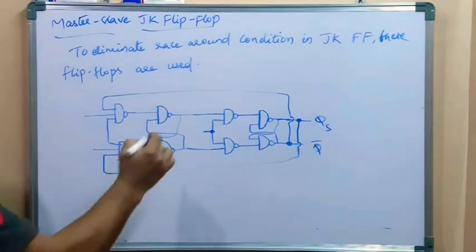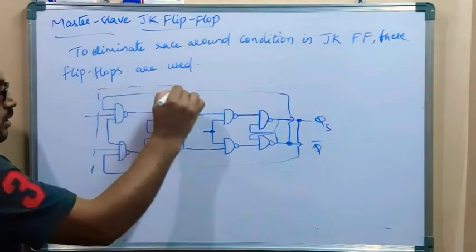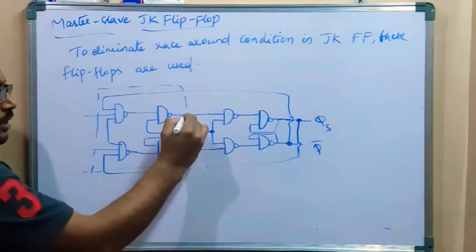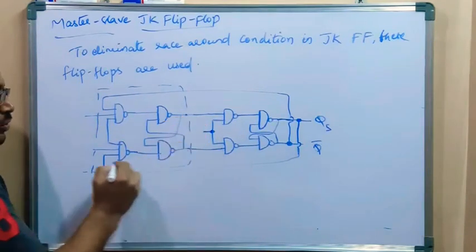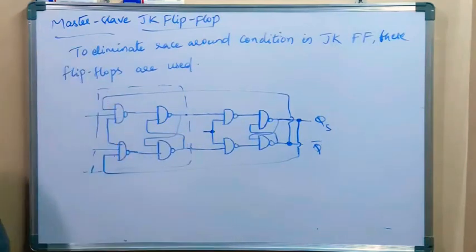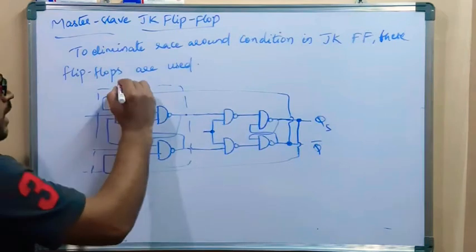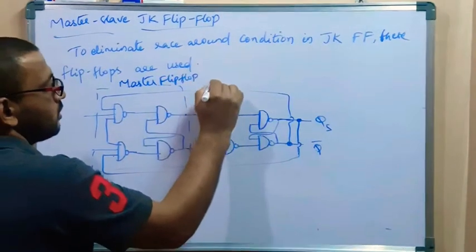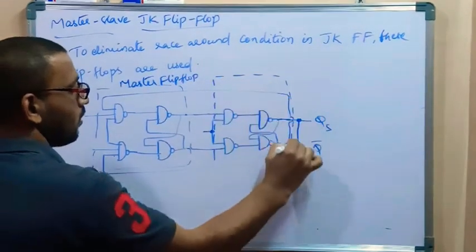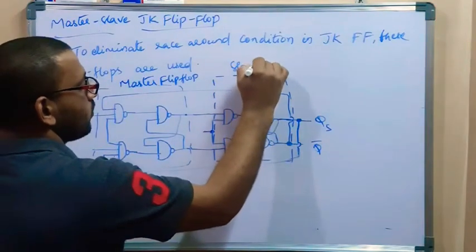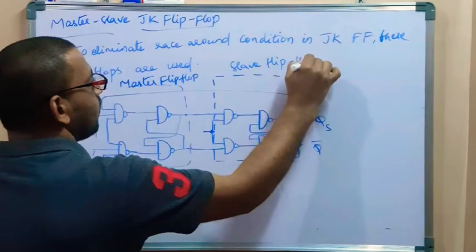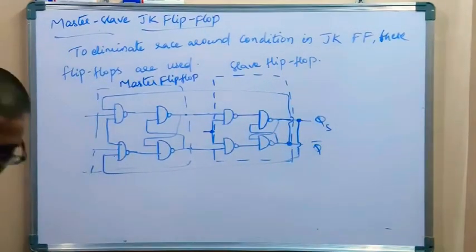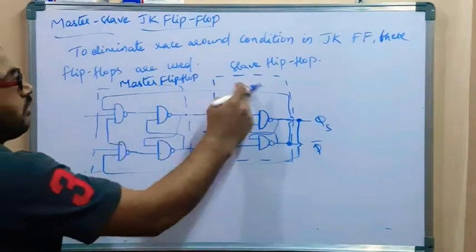In JK flip flop you have only this part, right? And you are connecting the outputs, this output to this input, this output to this input in case of normal JK flip flop. So there race around condition exists, but in this race around condition is eliminated. So this is master flip flop, and this is slave flip flop, right? Master flip flop, slave flip flop.